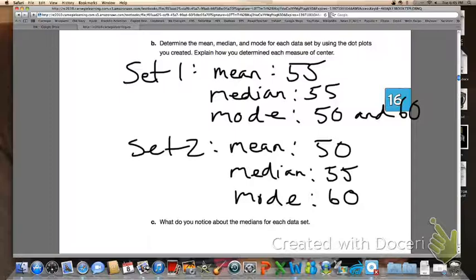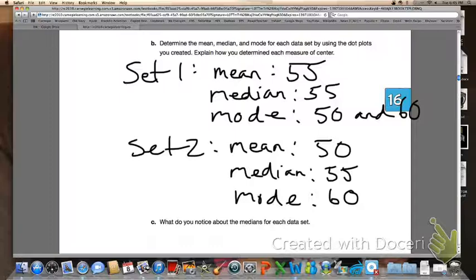You can determine that by seeing that there are 5 points on the dot plot. 55 is in the middle. 2 of the points were below 55, while 2 of them were above 55. Remember, if it's an odd set of data, you're going to have exactly one median. Finally, there were 2 modes for set 1, 50 and 60. You can determine that by seeing that there were 2 x's for both 50 and 60 on the dot plot.